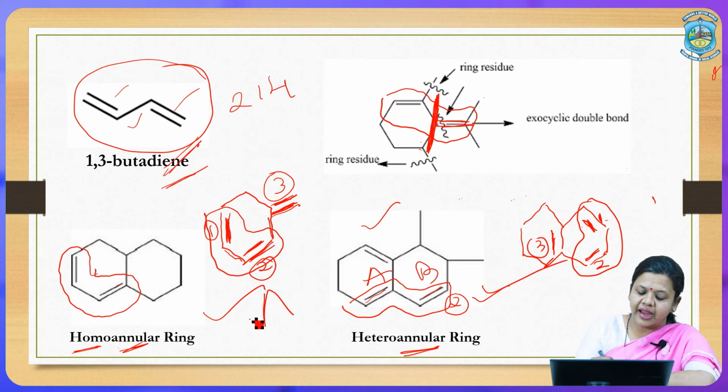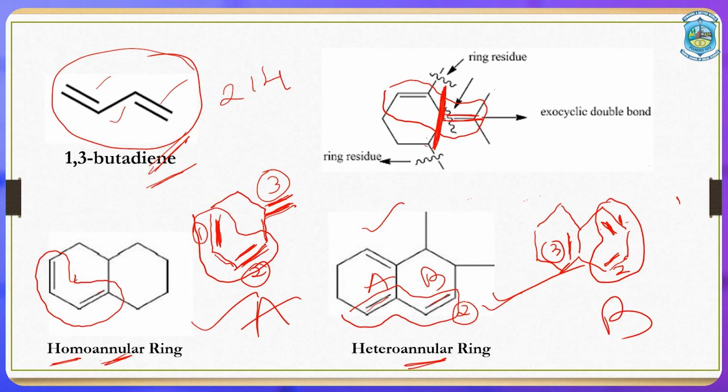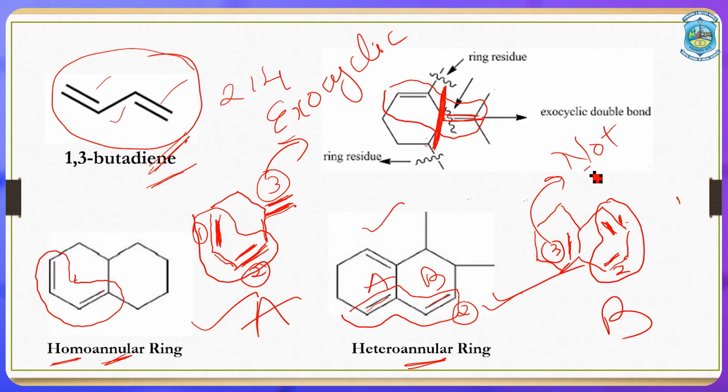But in structure A and in structure B that I have drawn, in structure A, the third bond is termed as exocyclic bond because it is perpendicular to the ring, whereas in structure B, the third bond is not exocyclic because it is not perpendicular to the ring, it is parallel to the ring. So, this is the condition of an exocyclic double bond.